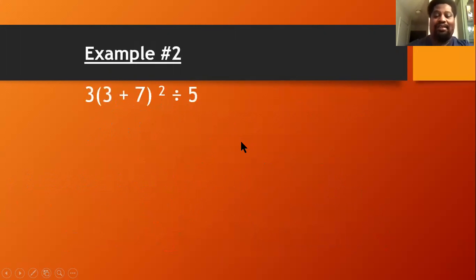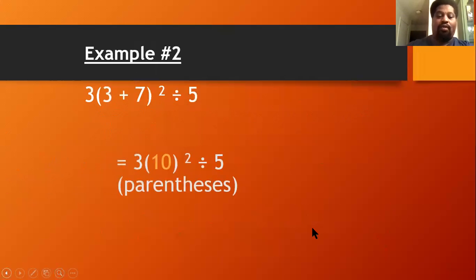Now, example 2, we got some parentheses. Remember, please excuse my dear Aunt Sally, PEMDAS. We're going to knock out the parentheses first here. When we knock out the parentheses, we add what's inside the parentheses. That's why you got 3 times 10 squared, or to the second power, divided by 5.